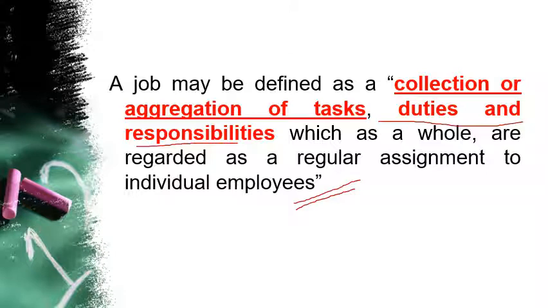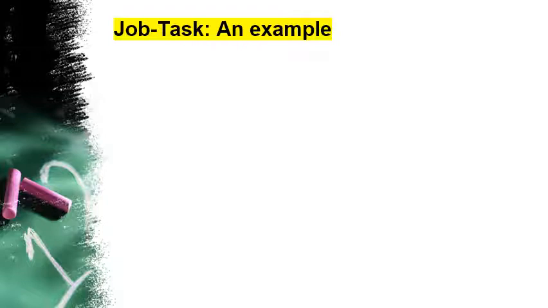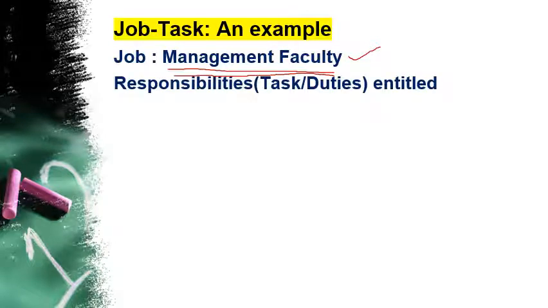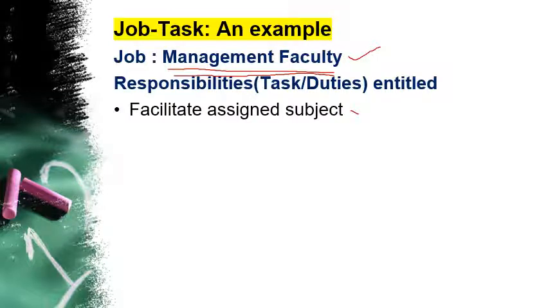So, okay, we will take a few examples and understand this closely. What is the relationship between job, task, and responsibility? For example, a management faculty, say a faculty teaching in an MBA college or a management institution. This is the job, and we call it the job role. And what are the different tasks or duties assigned to the person? Let us see. For example, teaching a subject, as a facilitator assigned a subject. For example, this faculty is teaching marketing or a marketing related subject. So that is one responsibility, one task.